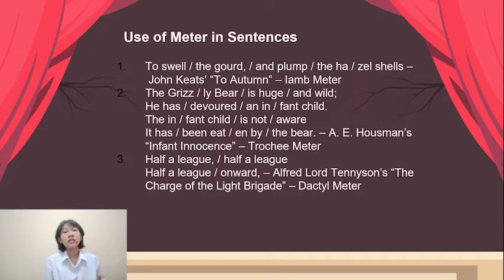Number 2, "The grizzly bear is huge and wild. He has devoured an infant child. The infant child is not aware it has been eaten by the bear," by A.E. Housman in "Infant Innocence," is the example of trochee meter. And number 3, "Half a league, half a league, half a league onward" by Alfred Lord Tennyson in "The Charge of the Light Brigade" is the example of dactyl meter.